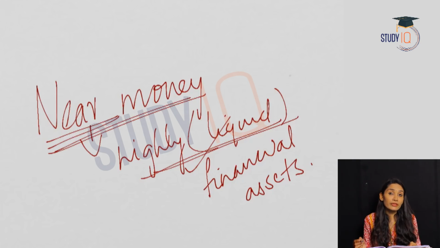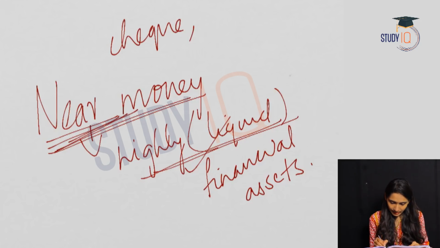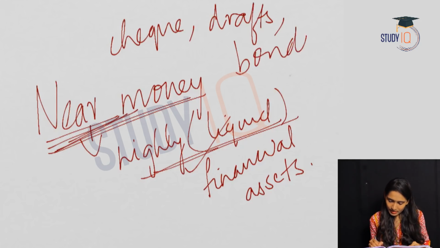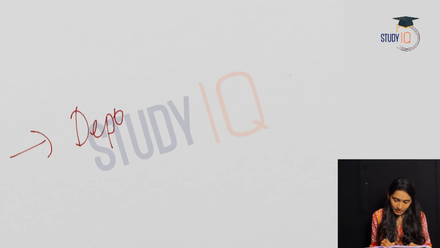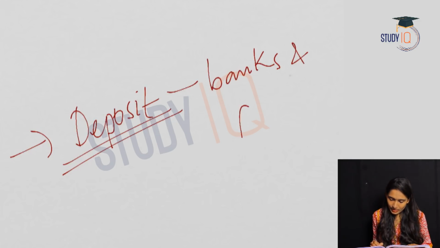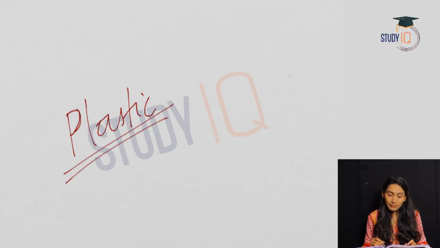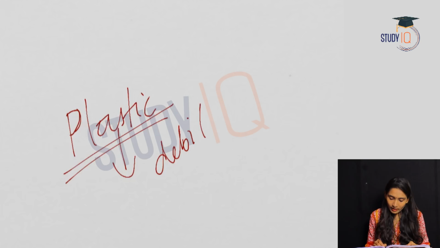What are the examples of near money then? Checks, drafts, bonds, etc. are near money, which means they can be easily converted into money. So examples are checks, drafts, shares or bonds. Next type of money is deposit money. Deposit money refers to the money that is deposited with banks or financial institutions. Whatever money is deposited with banks and financial institutions is known as deposit money. Next one is plastic money. Plastic money refers to debit cards or credit cards.